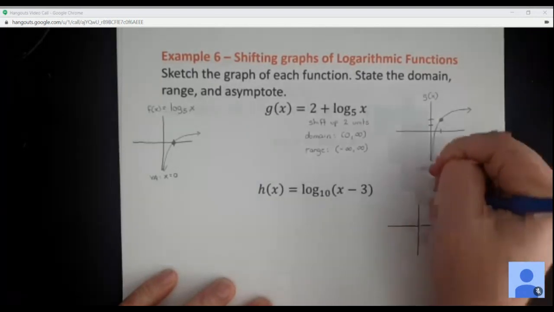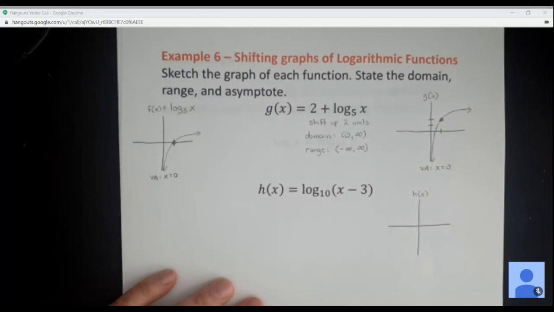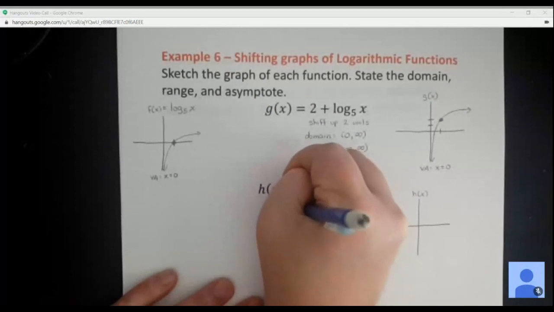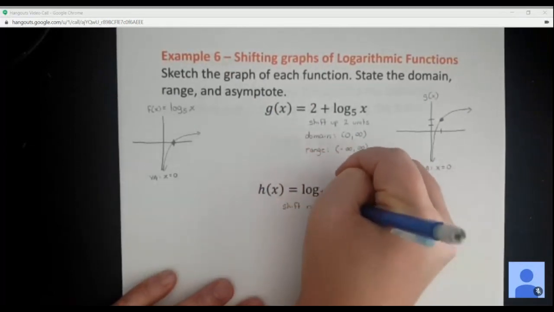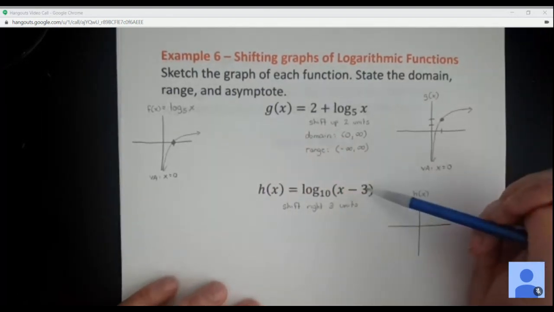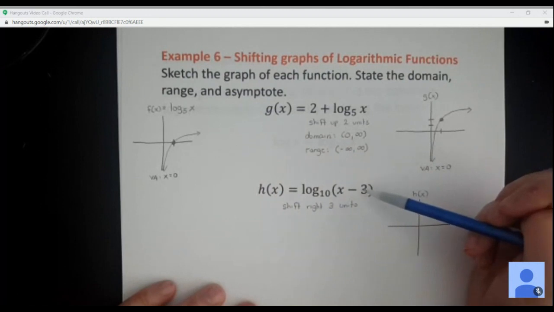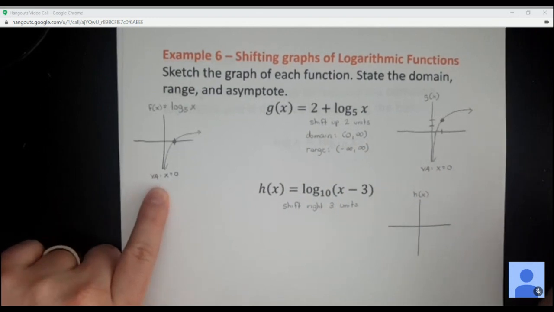What type of transformation do we have this time? Good. So this is going to shift to the right 3 units. Remember, if you have an addition or subtraction inside with the x, that's going to move it left or right. Because it's a minus this time, that's what's going to move it to the right. We're going back to this graph, and we're going to shift it to the right 3 units. So tell me something you know about the new graph.